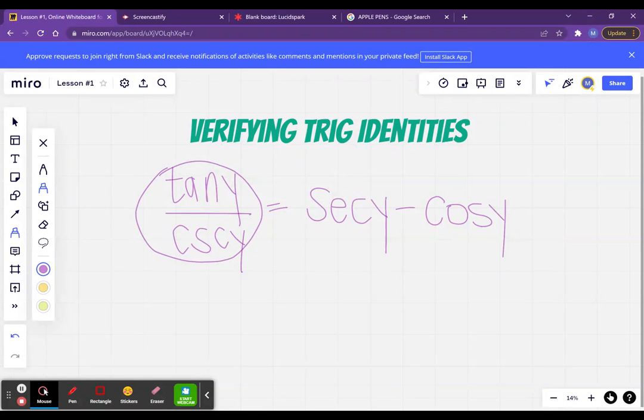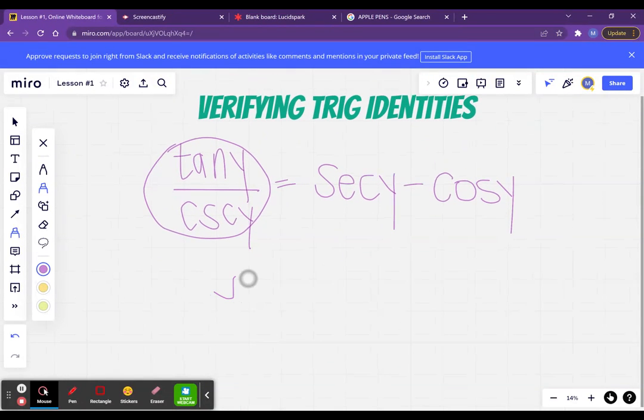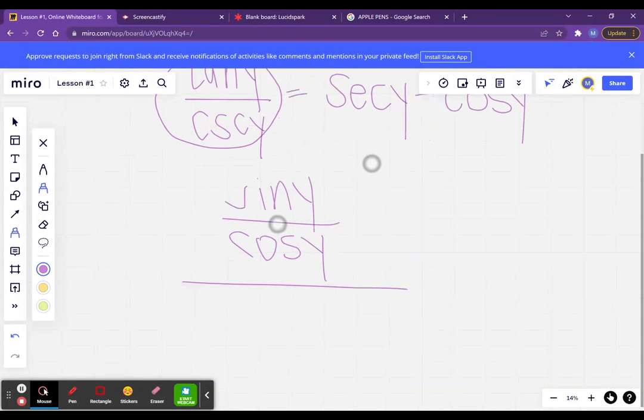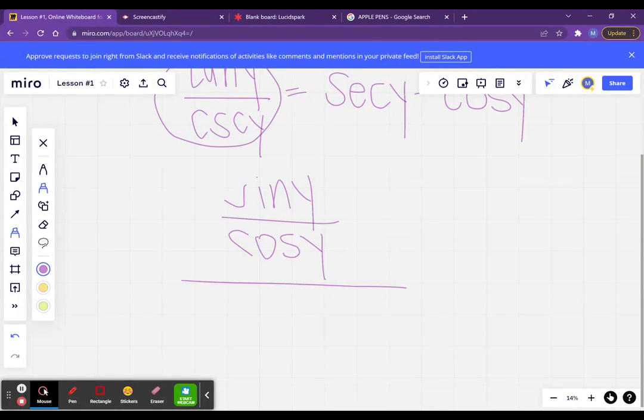We know that tan y is in the numerator and cosecant y is in the denominator. So we can change tan y to sine y over cosine y. Also, cosecant y is in the denominator, so we can write it as 1 over sine y, which gives tan y over 1 over sine y. Basically, we're turning tan y and cosecant y into terms of sine y and cosine y to make it easier to solve.